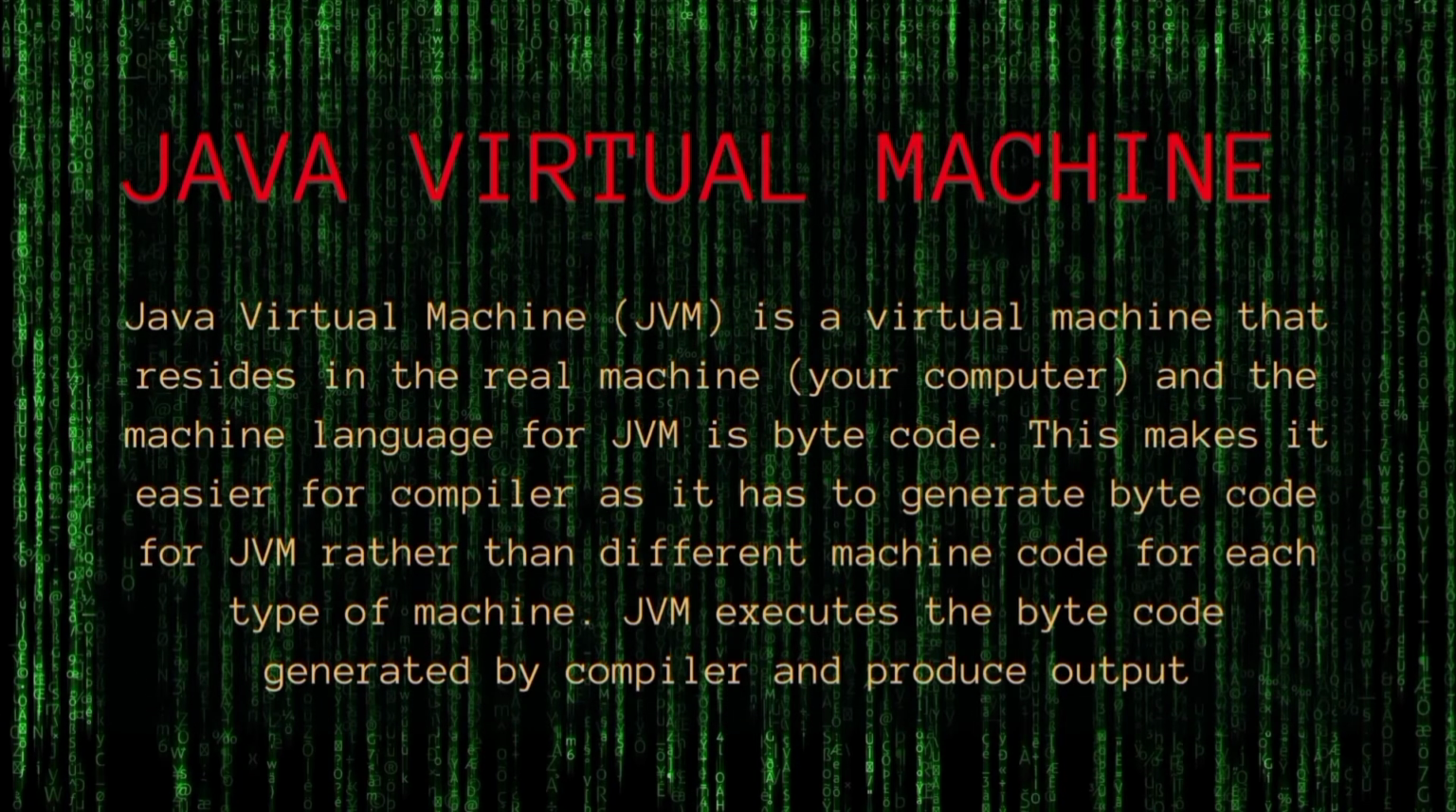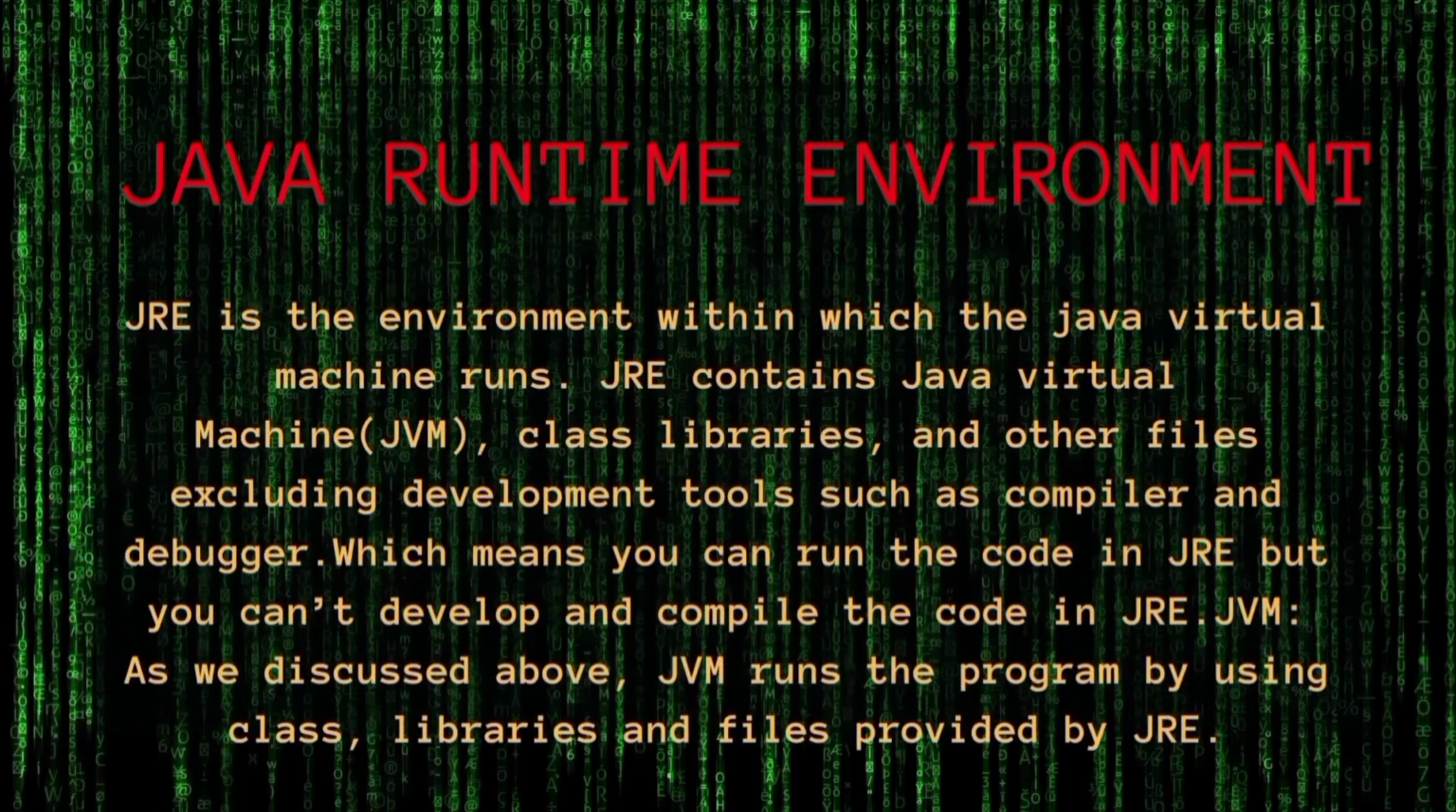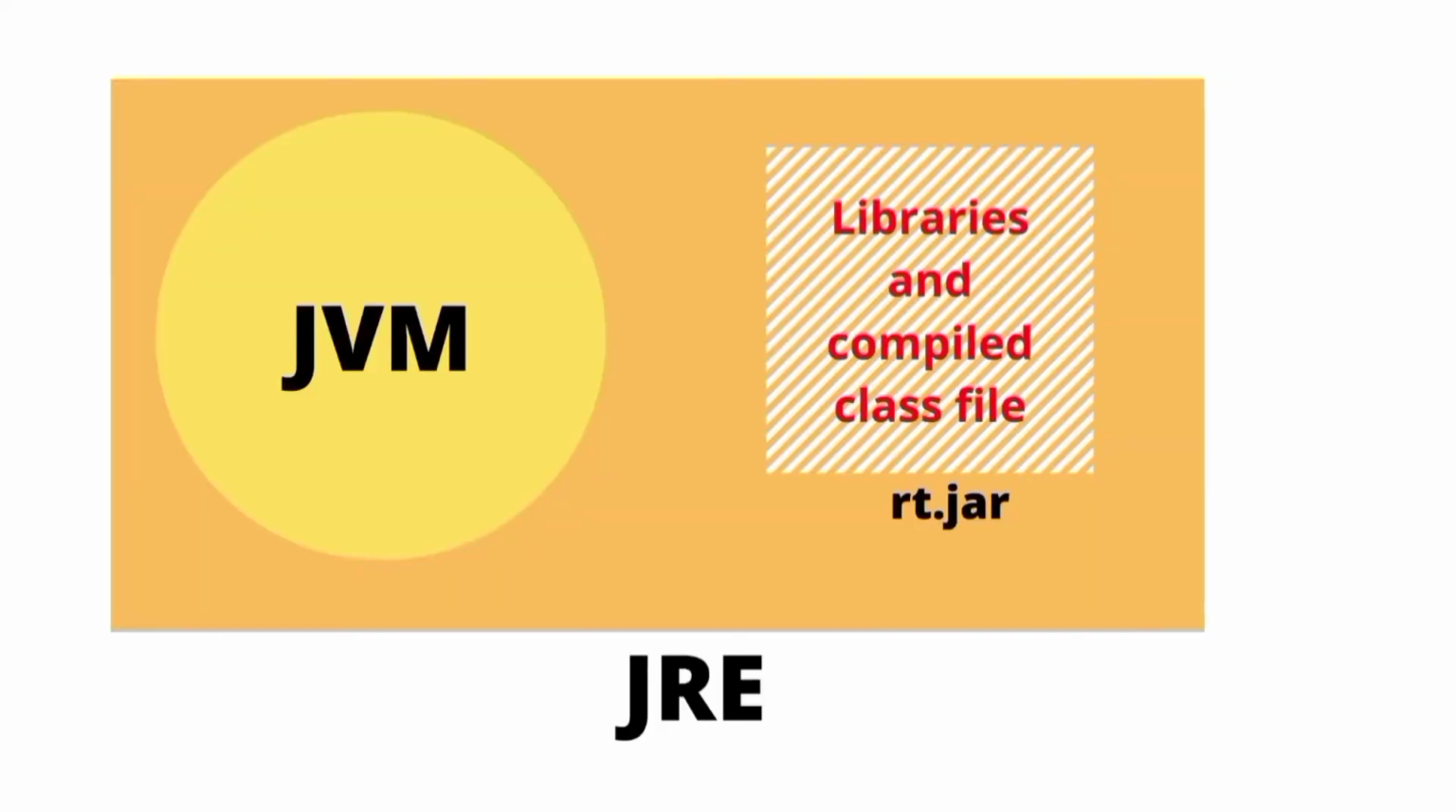Java virtual machine executes the bytecode generated by compiler and produces output. It resides within your computer's Java runtime environment, within which the Java virtual machine runs. It contains libraries, classes, and other files including development tools and compiler and a debugger. Java runtime environment includes the Java virtual machine, libraries, and compilers plus the class files.